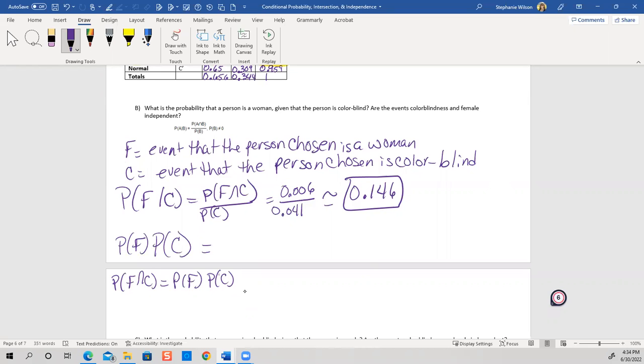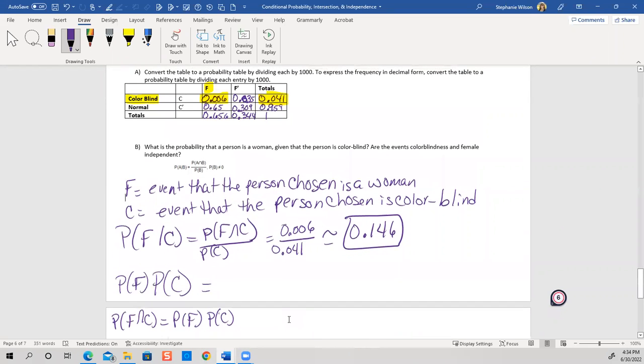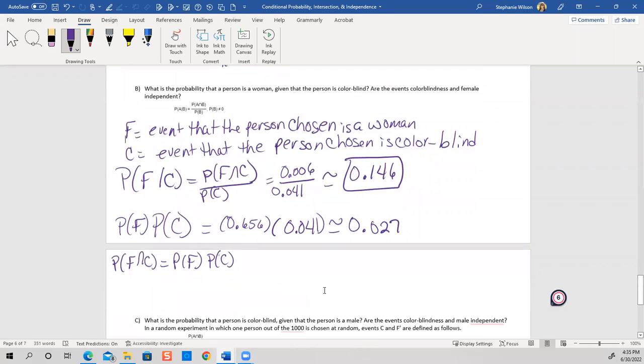Well, if you go up here to our table and look at our totals for the females right here, we get 0.656, and we're going to multiply it by the total for color blindness here. When we multiply those two together, I get 0.027. Well, we want to know, is it independent? The only way it's independent is if these two numbers are equal. And if you notice, they are not. So this is a dependent case.